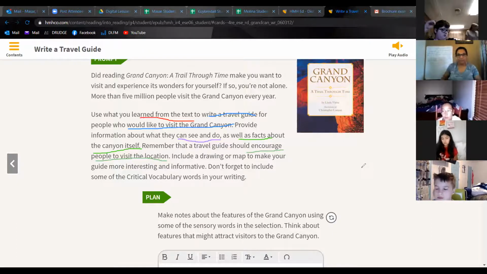That means when we're writing our travel guide, we have to describe the Grand Canyon as if it was the best place in the entire world. If I mention anything negative about the Grand Canyon, people are not going to want to go there. And that's the whole purpose of a travel guide, boys and girls.